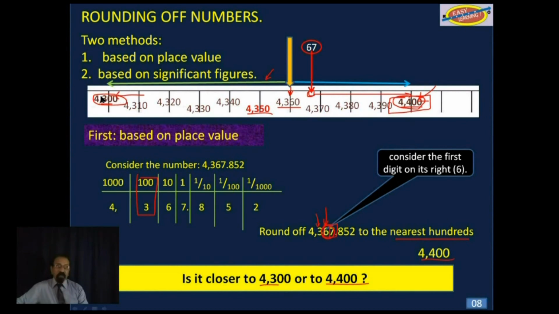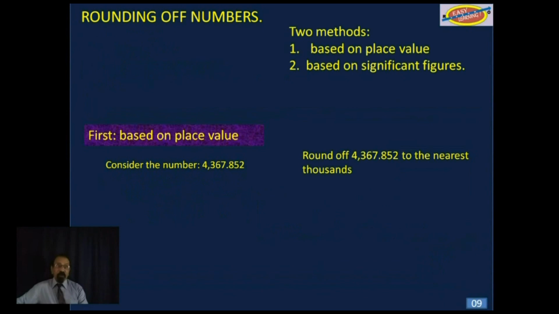But all you need to do is to take into account the first digit on the right of the position that you are rounding off. Now, how about if you have the same number and you want to round off to the nearest thousands?